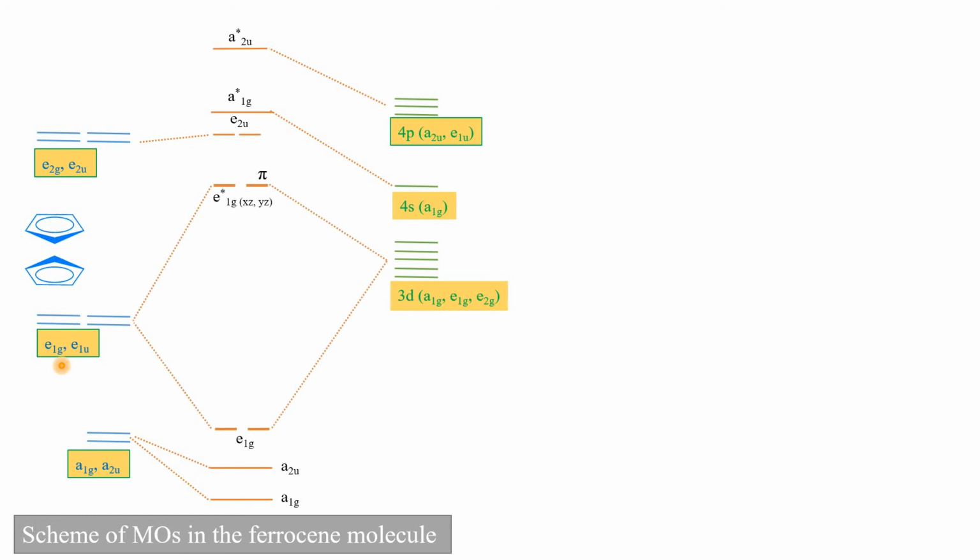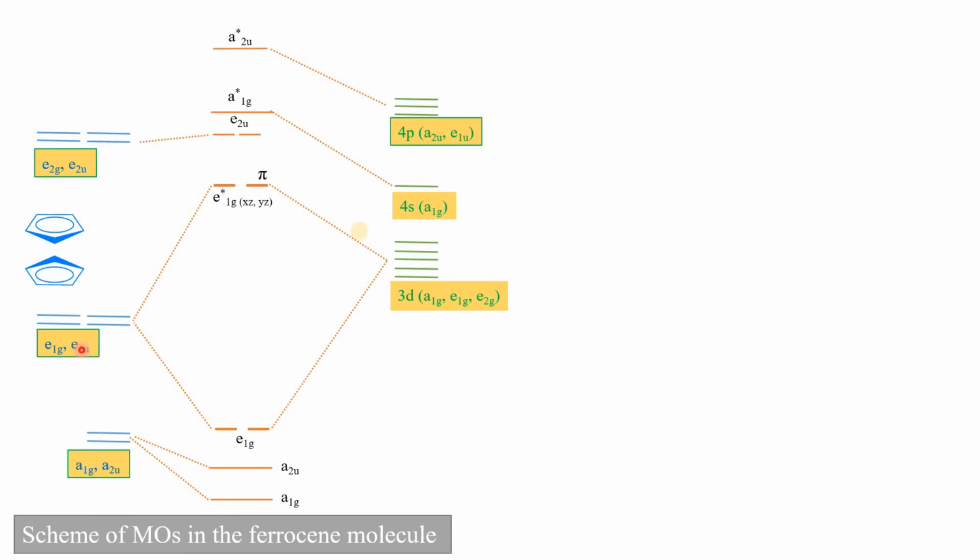E1G and E1G. There is only one E1G here, only one E1G here. They will interact. There is formation of a strongly bonding E1G orbital and a strongly anti-bonding E star 1G. And I will explain the meaning of this later. So XZ and YZ, this symmetry. Then E1U.